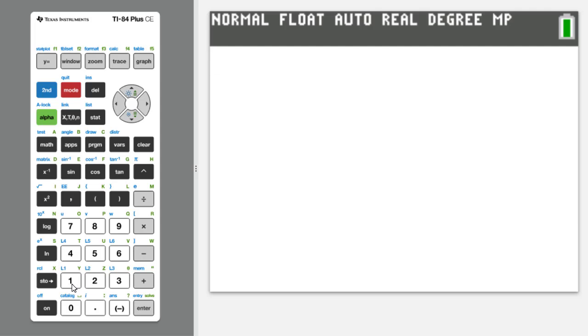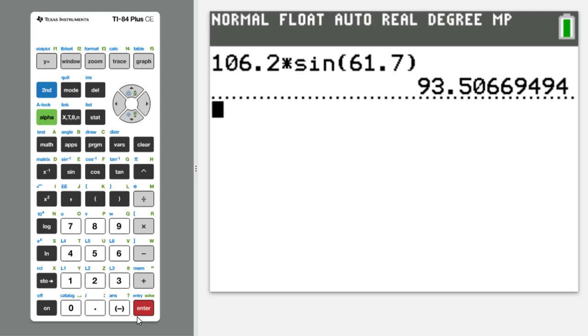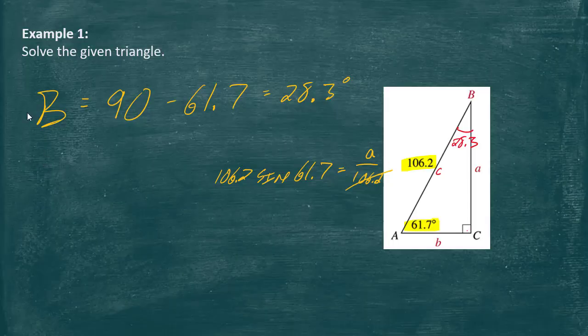So I would have this 106.2, and then I'm going to multiply by the sine of the angle 61.7 that we had. Press enter, and that gives me this side length for A to be 93.5. So if we go back, let's identify that answer of A equaling 93.5. And if there were units like centimeters or inches or whatever, I would make sure to include that with it.